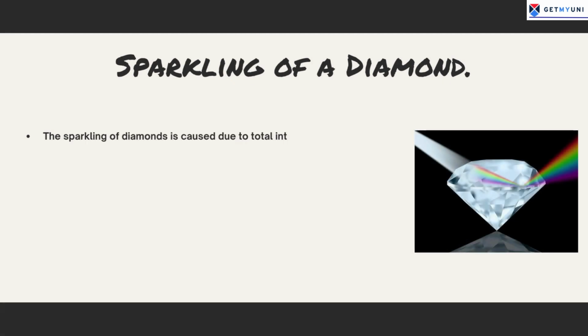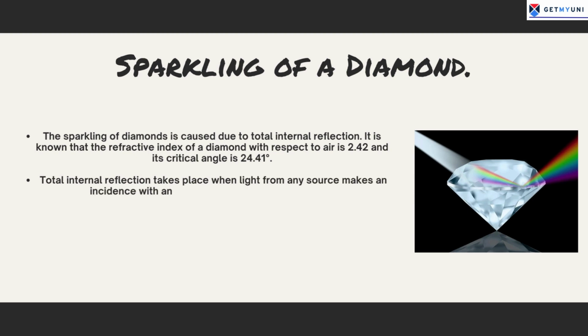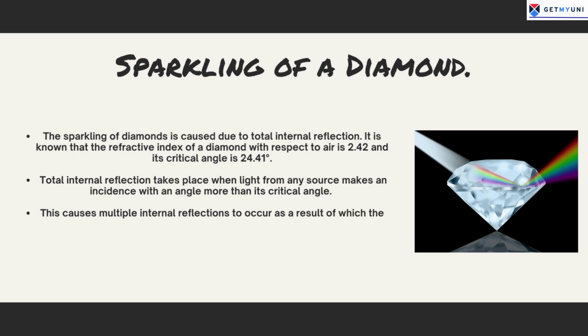The sparkling of diamonds is caused due to total internal reflection. It is known that the refractive index of a diamond with respect to air is 2.42 and its critical angle is 24.41 degrees. Total internal reflection takes place when light from any source makes an incidence with an angle more than its critical angle. This causes multiple internal reflections to occur, as a result of which the diamond illuminates.